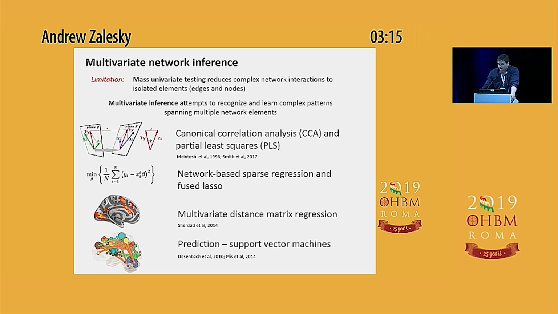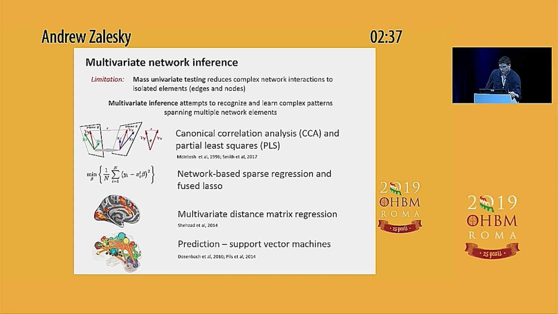I've given an example of some multivariate methods there, increasingly CCA and partial least squares. There's also sparse regression-based approaches, and there are network-specific ways to perform regularization. There's MDMR, multivariate distance matrix regression. There's also an increasing role of machine learning techniques that have been applied to network prediction and network inference. I guess the disadvantage of these is that it's sometimes difficult to identify what are the specific connectome attributes that are driving the prediction.